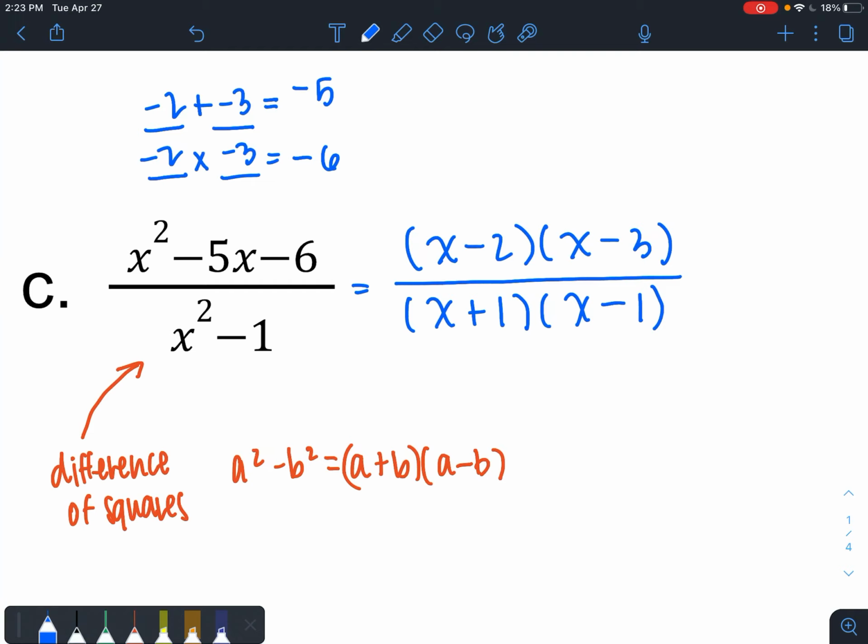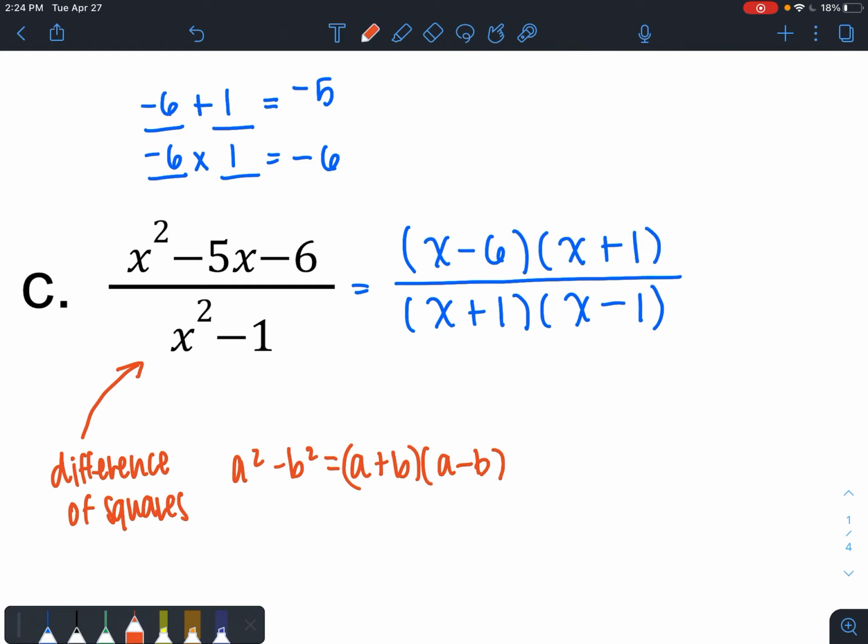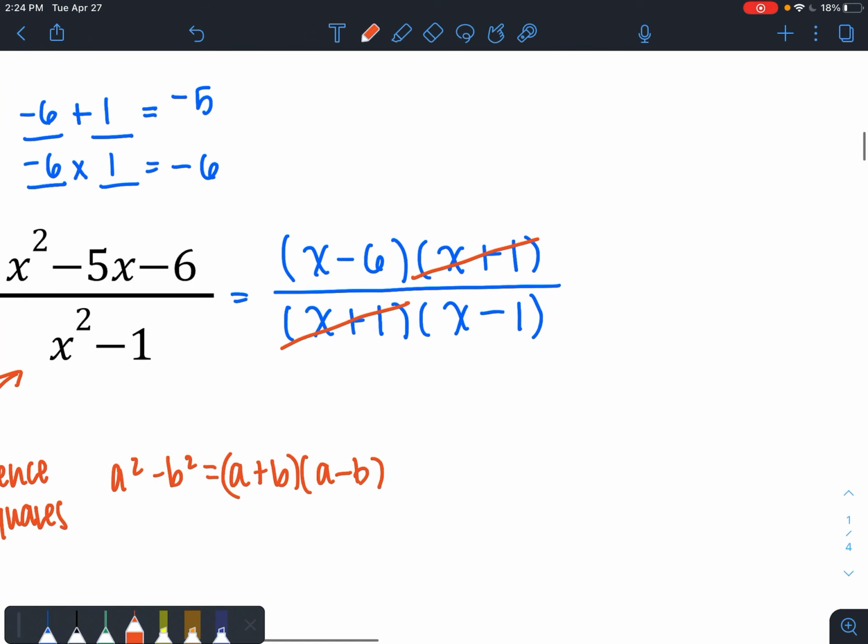Okay, we factored and... oh, you know what? I didn't factor the top right. That's why things are weird. The two numbers should have been -6 and 1. So this is x minus 6 times x plus 1. Okay, so then these x plus 1s are going to cancel. And so we're left with x minus 6 over x minus 1.